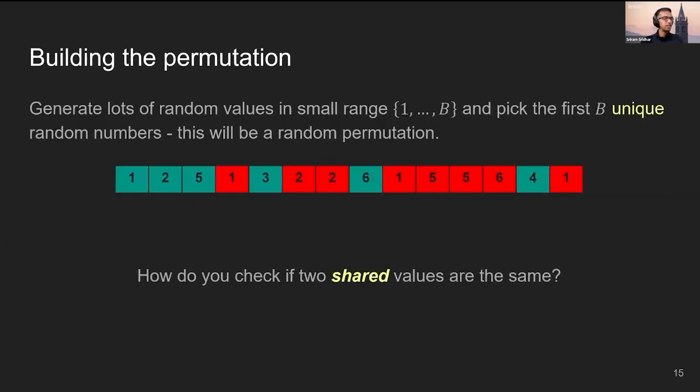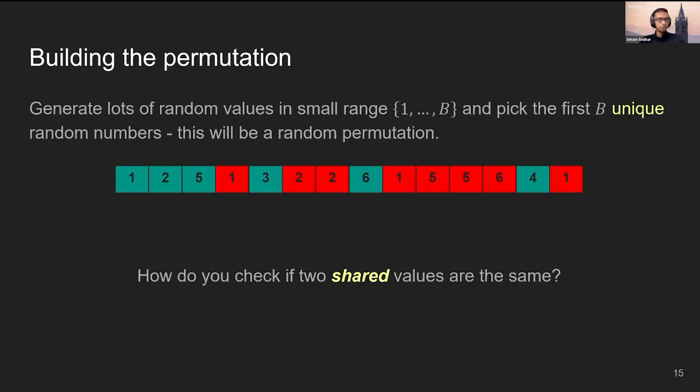Now that we have some way to generate small random values, how do you build a permutation from these? One naive way to do it is to generate a whole stream of random values, and pick the first b unique random numbers. This will be a random permutation. For instance, look at the stream where we discard all the repeat elements, which are all in red. You keep running the stream until you get enough elements in the range. For instance, here the range is 6, and this gives you a permutation of size 6. It's random as well, because all the numbers are random.